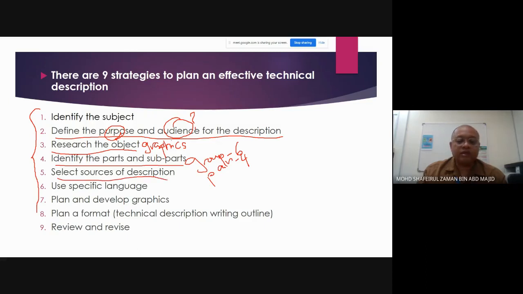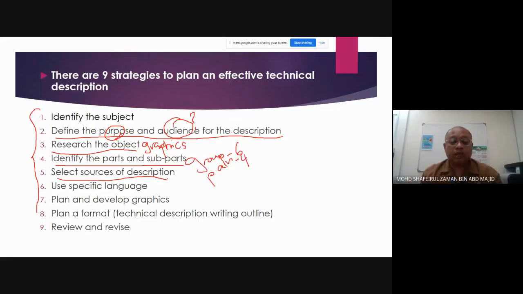Then number five, selecting the sources of description. It depends on the product that you are going to present, and it also depends on the parts that you are going to present. So even though you are working in a group, your sources of description might be different. Your source for the electric kettle might be different from your friend who is presenting about the heating element of the electric kettle.